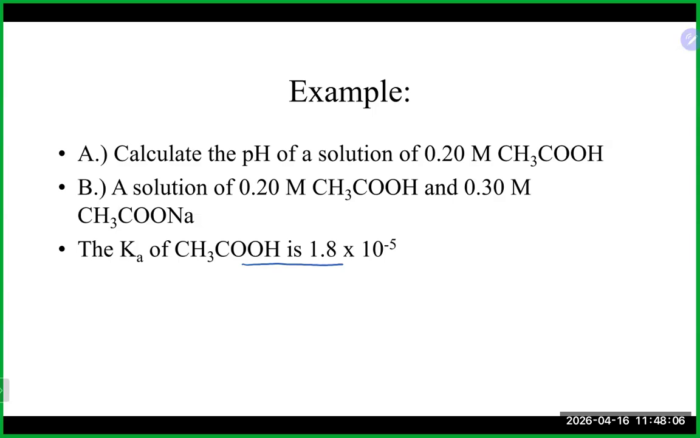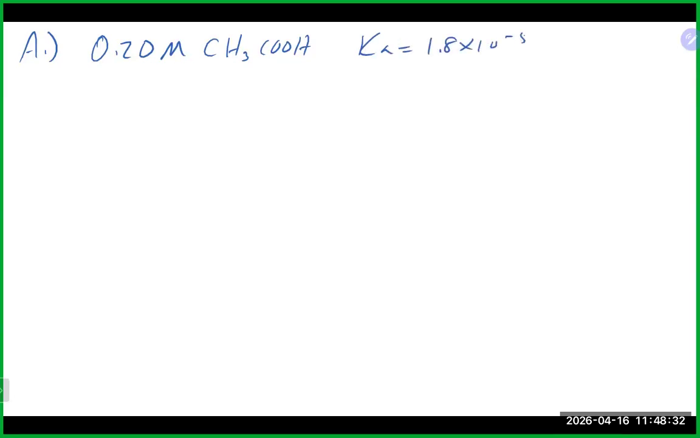So on the first one, we want to calculate the pH of a 0.2 molar solution of acetic acid. Again, we have a Ka value given to us, so we definitely do know it is a weak acid. So really part A here is just a weak acid problem like we did in the earlier part of this chapter. So we have 0.2 molar acetic acid, and again, a Ka value of 1.8 times 10 to the minus 5. Just a basic weak acid, Ka type of problem.